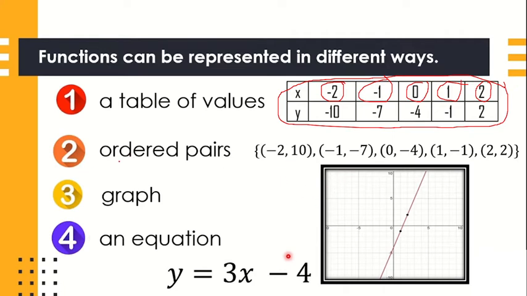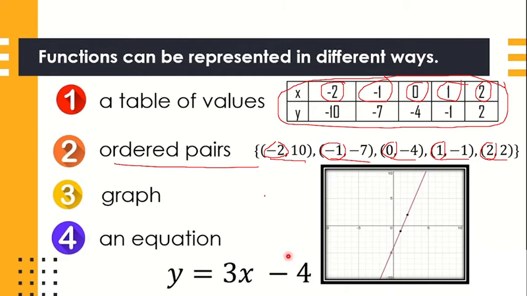Number 2, ordered pairs. We have negative 2 and 10, negative 1 and 7, 0 and negative 4, 1 and negative 1, 2 and 2. Observe our domain, or our x. It is unique, right? Yes, unique, with no repeating values.